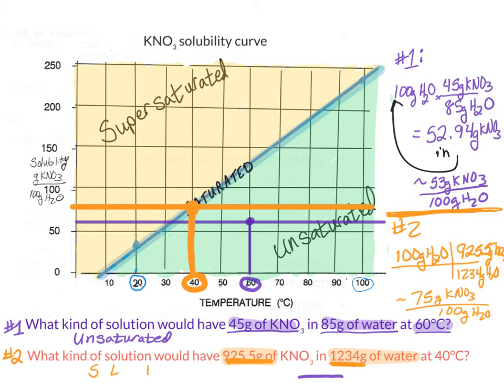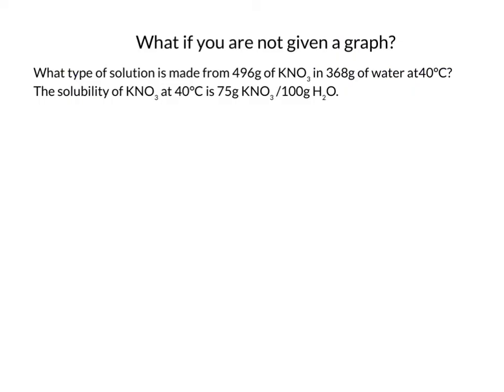And next we're going to look to see what you would do if you were not given a graph. If you were just given some numbers that told you what the solubility is, how would you know if you have a saturated, unsaturated, or supersaturated solution? And again, we're going to try this with some numbers that are not 100 grams of water. So you'll notice that in this case you are not given a graph. Instead of the graph, you're given the information about what the solubility is at that given temperature that we're going to be studying.